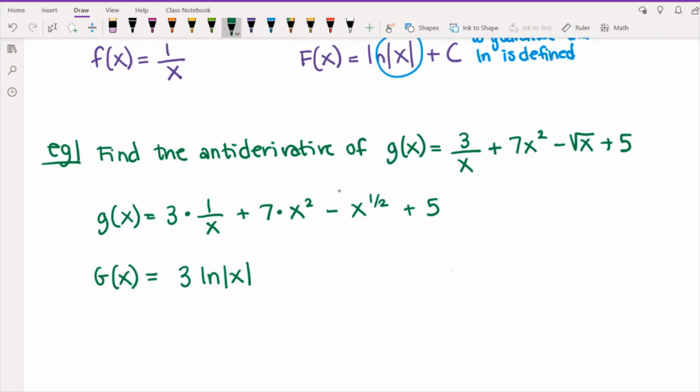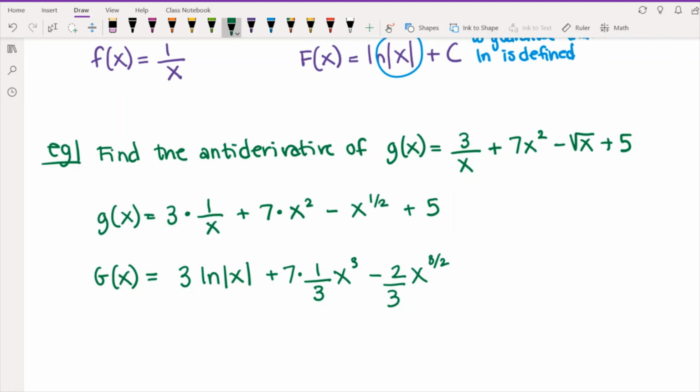Okay, so we have 3 times ln of absolute value of x. So next part, we're going to take the antiderivative of x squared. I kind of got a step ahead. We saw above that that was 1/3 times x cubed. And then we're going to multiply that with 7. Okay, so next part, we're going to take the antiderivative of square root of x. So we saw that that involved adding 1 to 1/2, and so that gives you 3/2. And then taking the reciprocal of the new exponent, and that gives you 2/3.